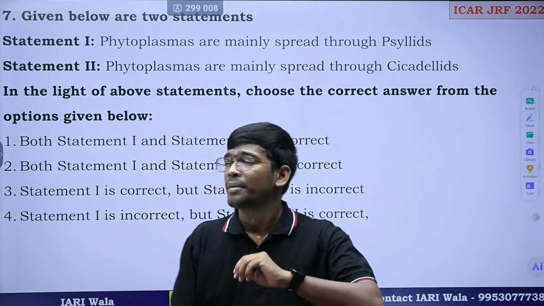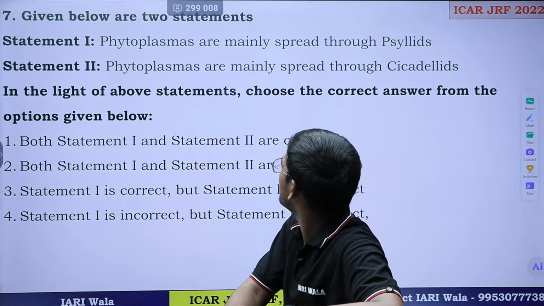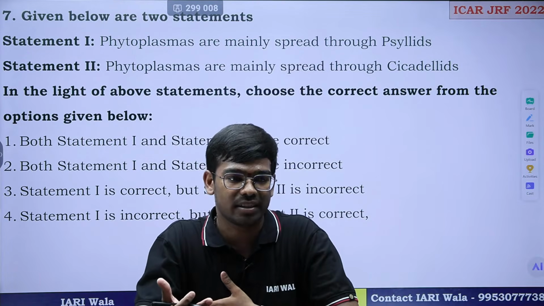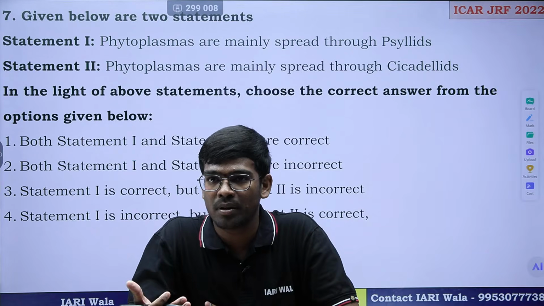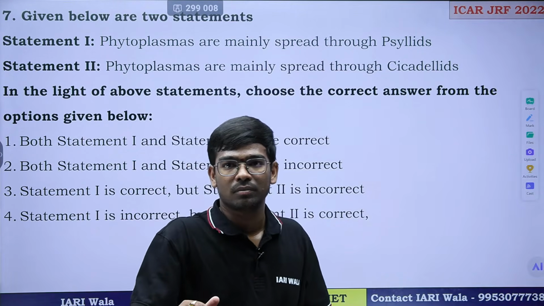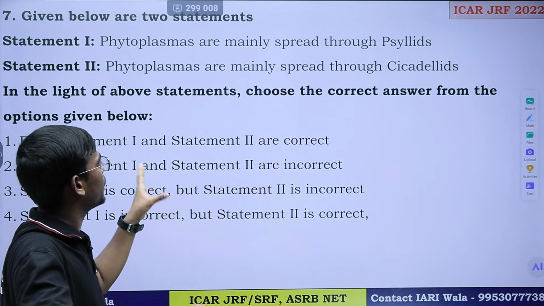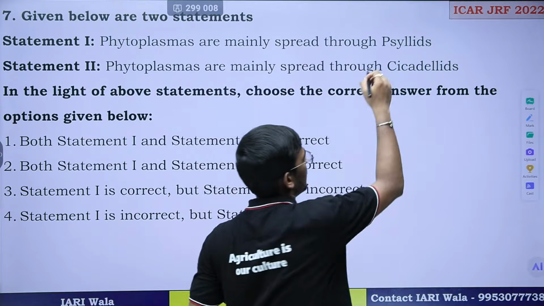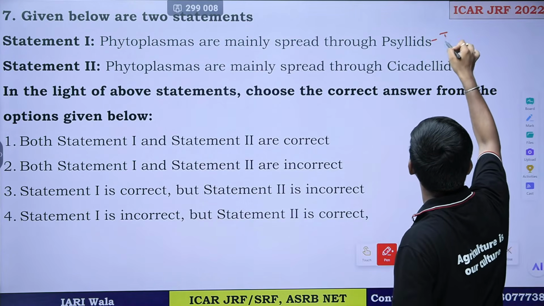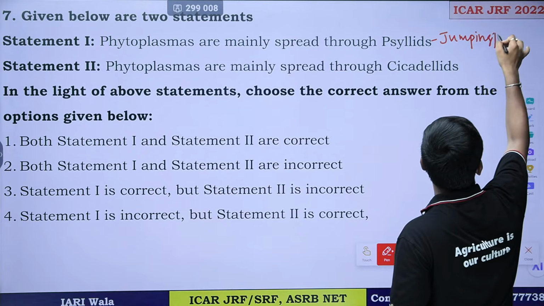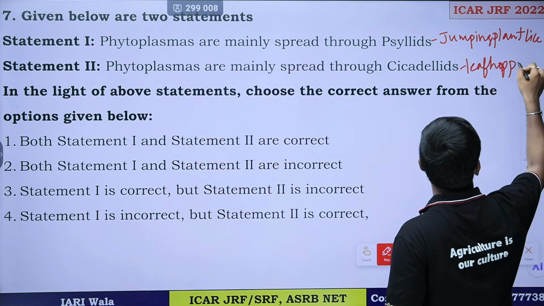So the next question is, in the 7th question also they have given 2 statements. Statement 1 is phytoplasmas are mainly spread through psyllids, and the second statement is phytoplasmas are mainly spread through cicadellids, that is nothing but leafhoppers. Okay. So statement 1 says phytoplasmas are mainly spread through the psyllids, and statement 2 says phytoplasmas are mainly spread through cicadellids. Here psyllids are the jumping plant lice. Here it's leafhoppers.